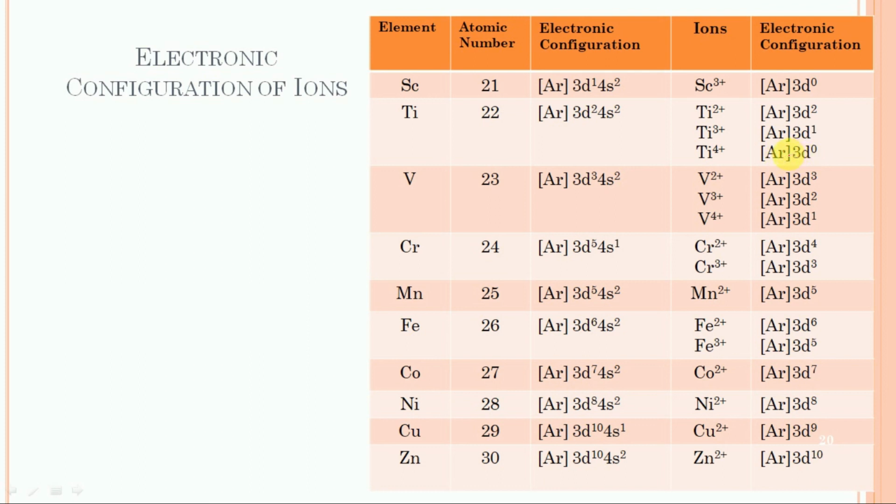So the electronic configurations of some atoms and ions in the first transition series are given in this table. If we look at the last element, zinc, having atomic number 30, the electronic configuration is 3d10 4s2, and it can form only one ion, in the zinc 2+ oxidation state. So after the removal of 2 electrons, it has the electronic configuration 3d10.